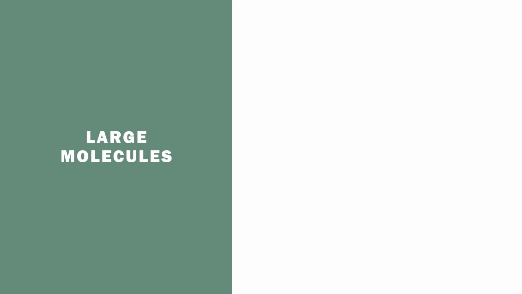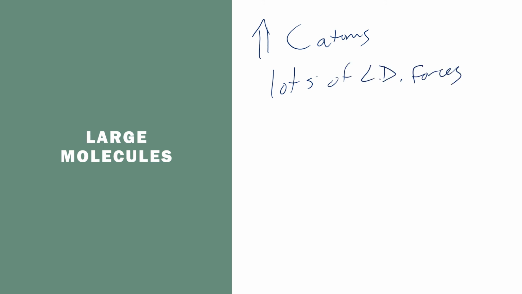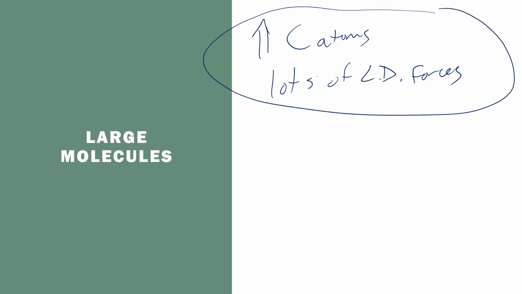Okay, I want to take just a minute to mention really large biomolecules, things like DNA and proteins and lipids. Essentially, if you have a really large molecule with a lot of carbon atoms, you're going to see lots of London dispersion forces. And the larger it is, the more polarizable it is because there's more electrons, so the stronger those London dispersion forces. For really large molecules, this is generally what's going to have the greatest effect.